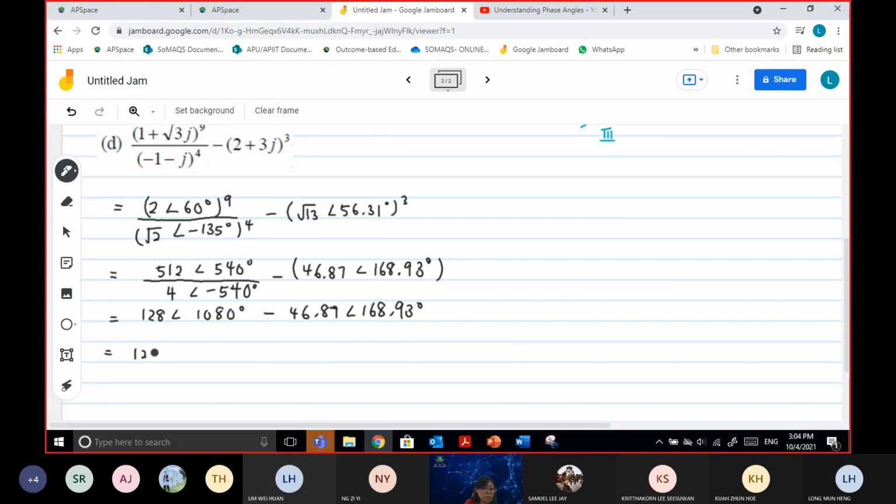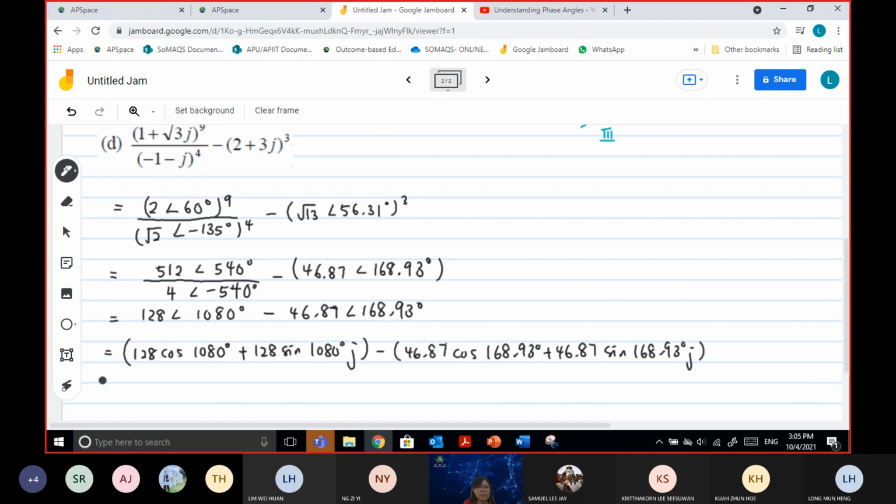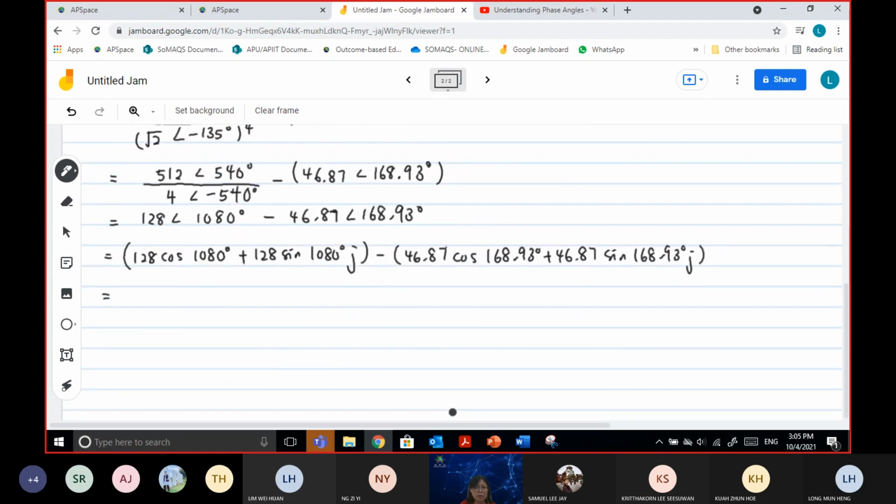So that means for the first one, 128 cos 1080 degrees plus 128 sine 1080 degrees J. Then minus the second one, same thing, 46.87 cos 168.93 plus 46.87 sine 168.93 degrees J. Okay, so let's get your answer in the Cartesian form.